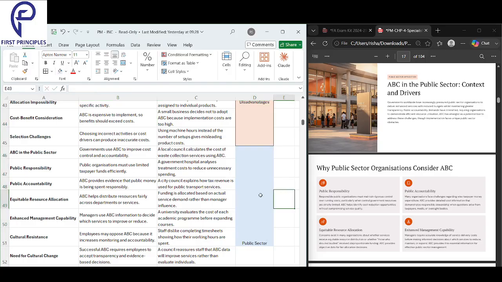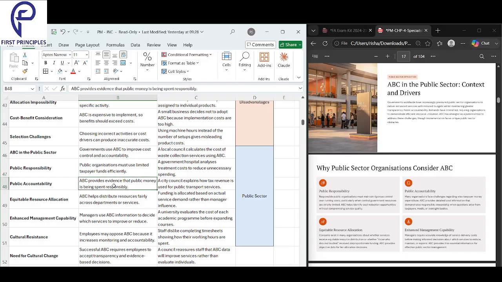So let's make sense of the public sector here. First of all, governments use ABC to improve cost control. See, ABC is such a good method. Why should only private people have the fun? Next, public organizations must use limited taxpayer funds efficiently. They need to make sure that they're using the taxpayers' money. It's not their money at the end of the day. It's everyone who works hard and it's their money, so they should use it effectively. Use the best method that is possible.